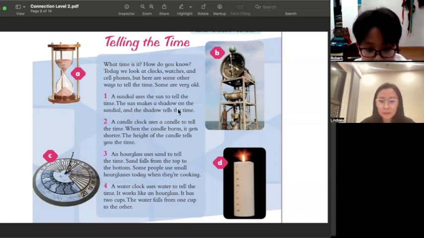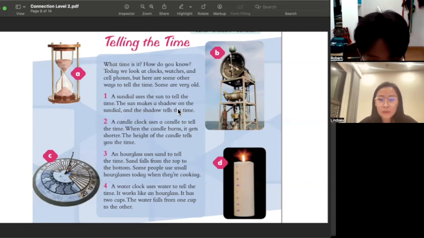An hourglass uses sand to tell the time. Sand falls from the top to the bottom. Some people use small hourglasses today when they're cooking.